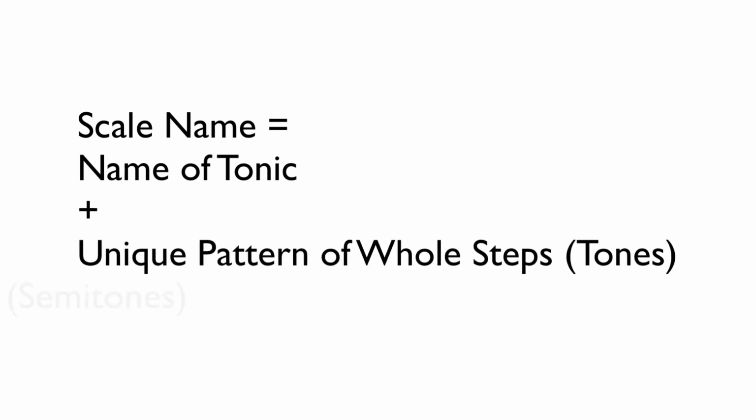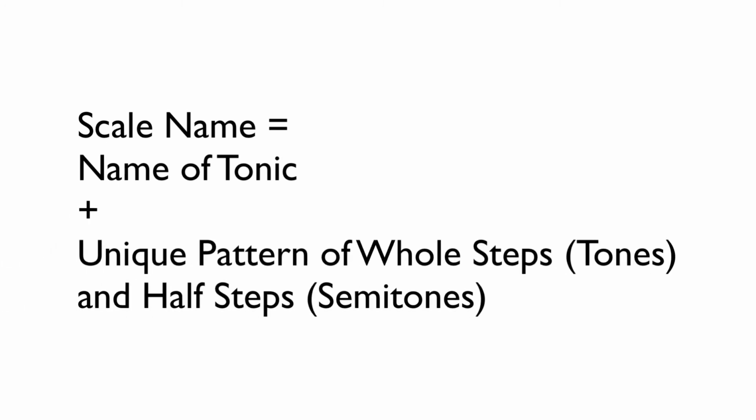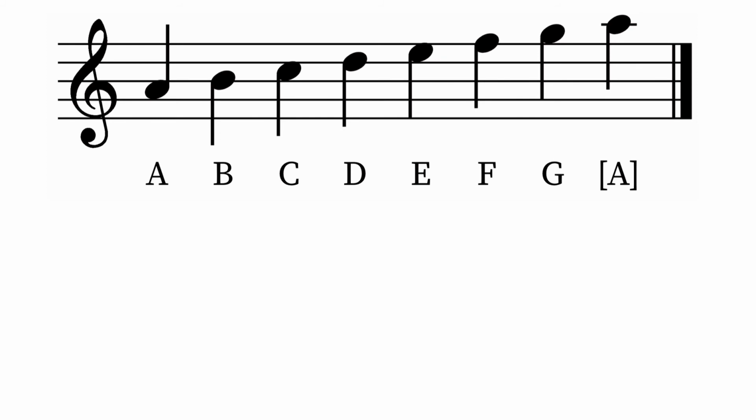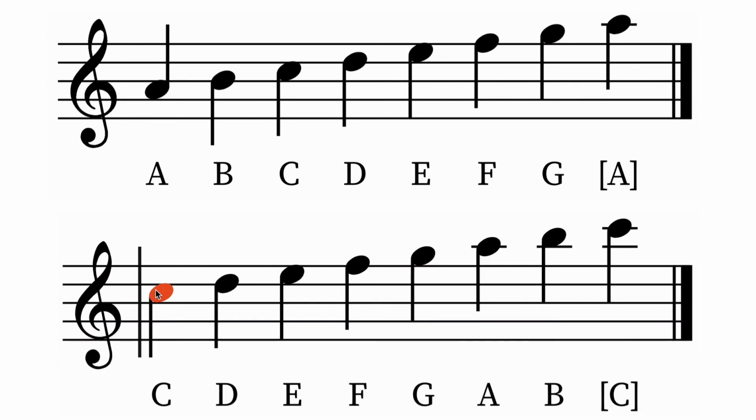Scales are named after their tonics and their unique interval pattern. So we've just been learning about the A minor scale and the C major scale. A minor scale starts on A and has the pattern whole, half, whole, half, whole. C major scale starts on C and has the pattern whole, half, whole, half.